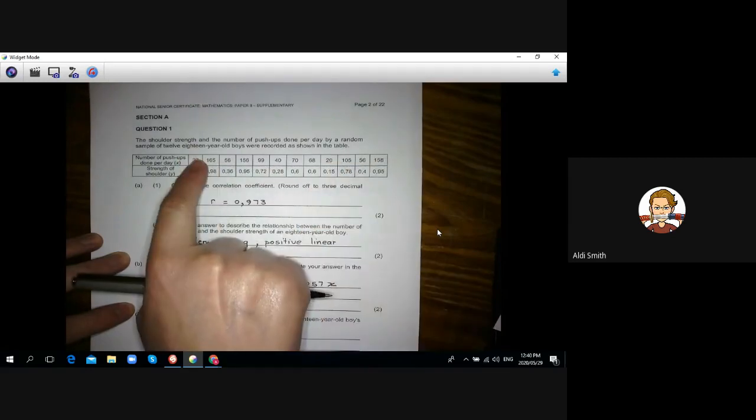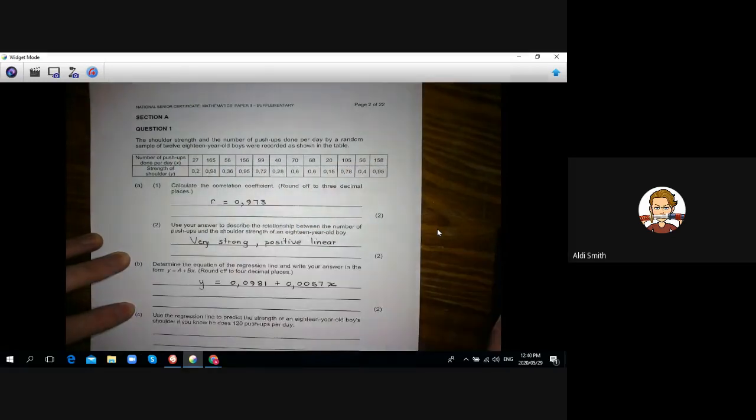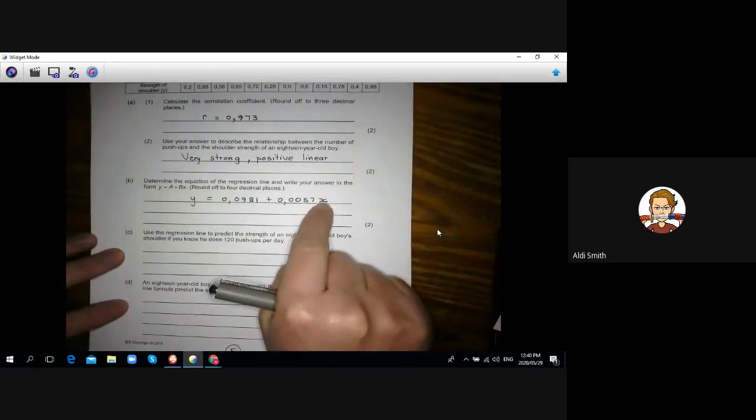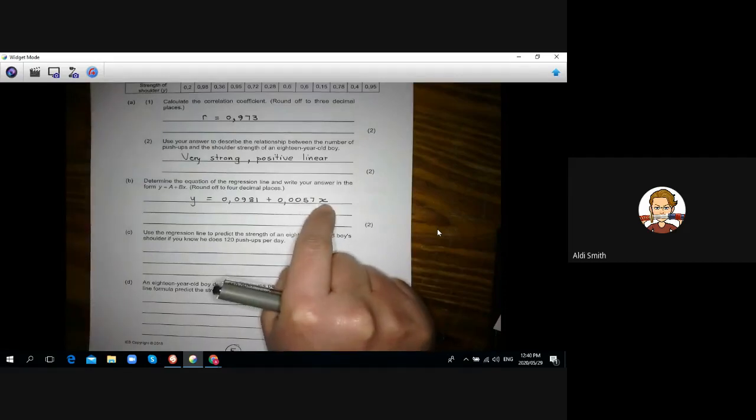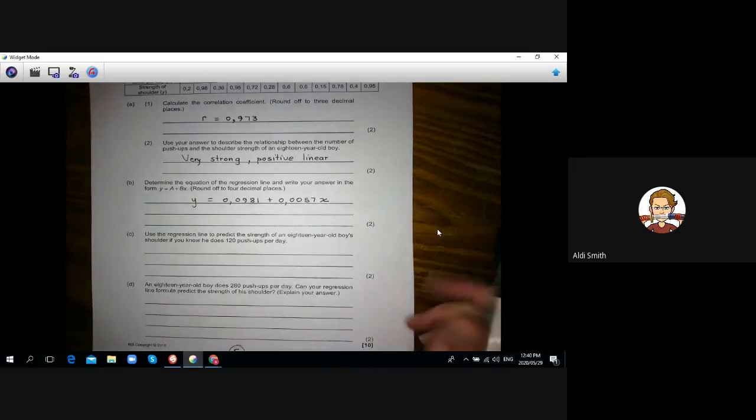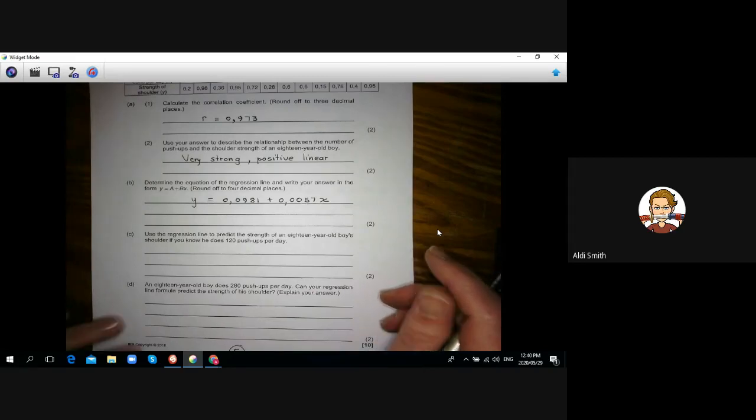So I can take 35, which is not in the data, and I can sub 35 into X, into my line, and then I can make a prediction based on this correlation of what Y is going to be, what the shoulder strength is going to be. That's the whole goal with a regression line, is that you develop a statistical model where you can actually predict the value of Y based on what X is going to be. So that's exactly the question they ask here.